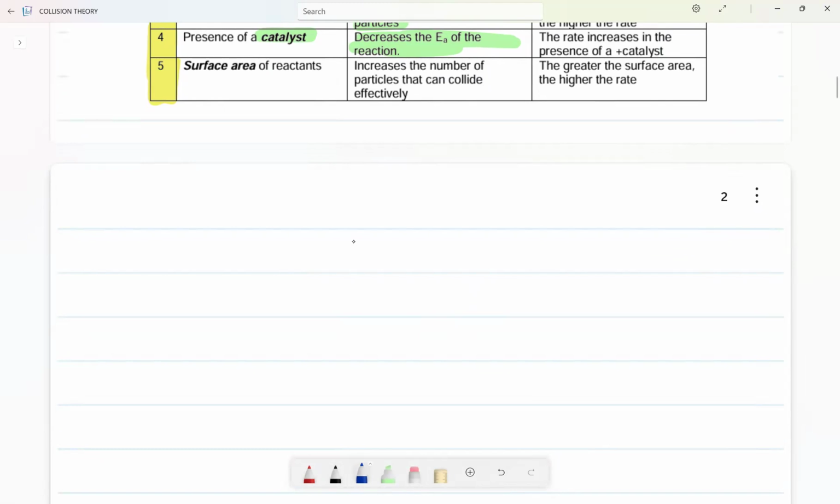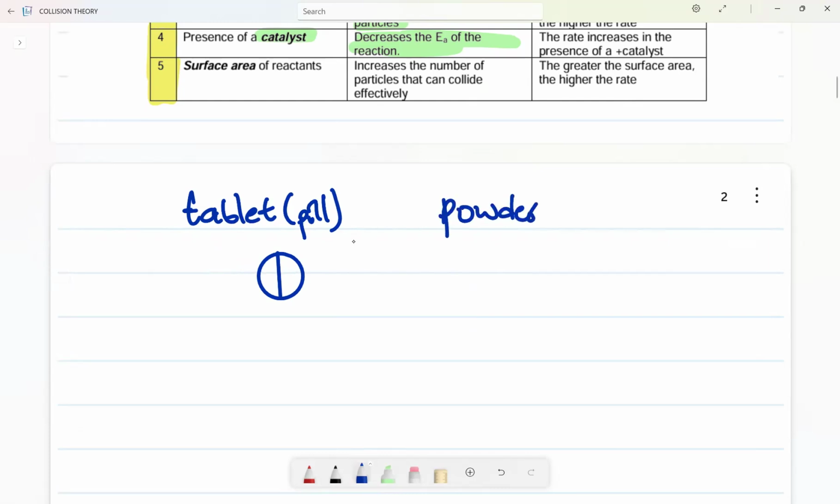Let's say we have a tablet, which is a pill, right? Can you see now a tablet? It is in this form, something like that. And you also have powder, not necessarily the powder, but tablets that are in a form of powder, right? Tablets that are in a form of powder.